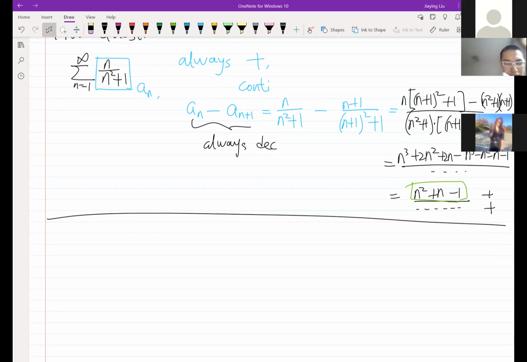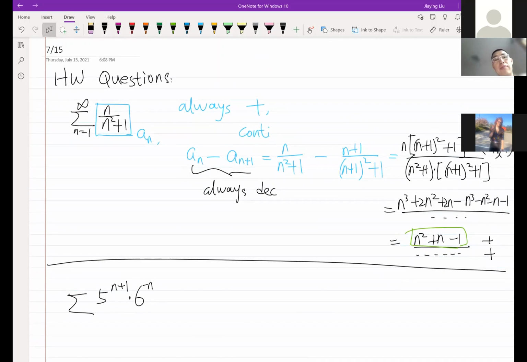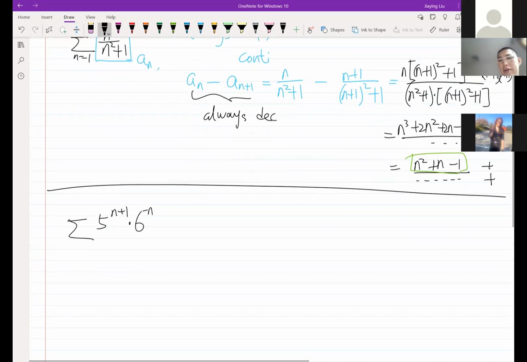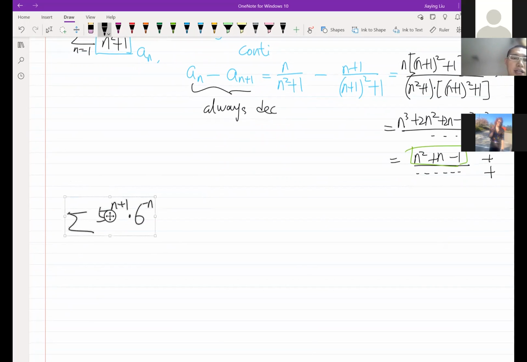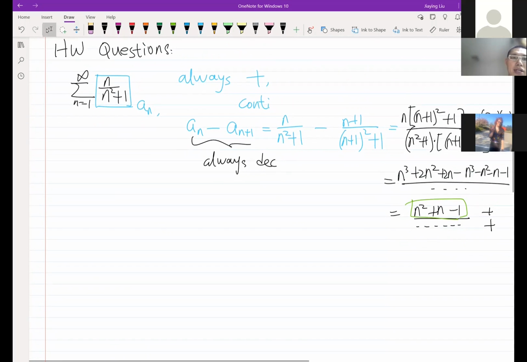The first one is in the homework, a question Sam asked, I think it was 5 to the n plus 1 times 6 to the negative n. So to the previous question, what was the final answer? I don't know what the final answer was. Anyway, let me finish the previous problem and then move on to this example.